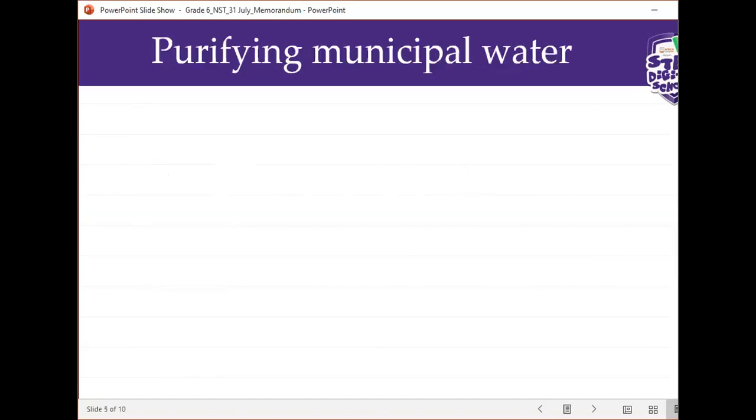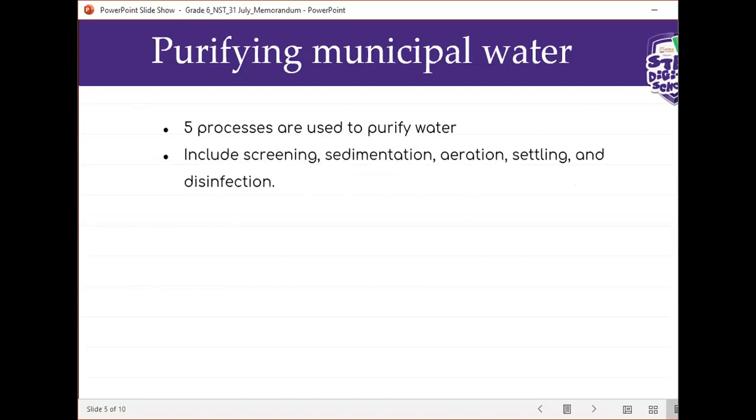Okay, purifying municipal water, we have 5 processes which we use, which include screening, sedimentation, aeration, settling, and disinfection, not decanting. Disinfection. Let me just take Ia's hand and then we'll continue.